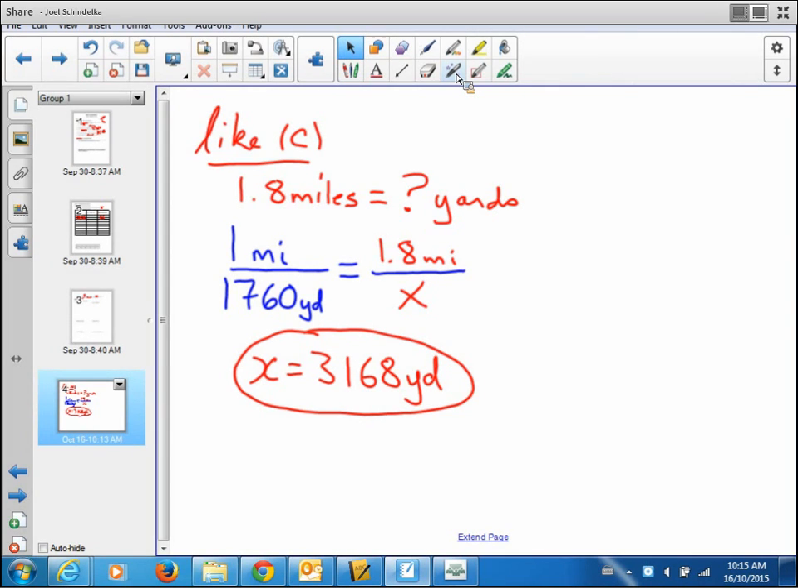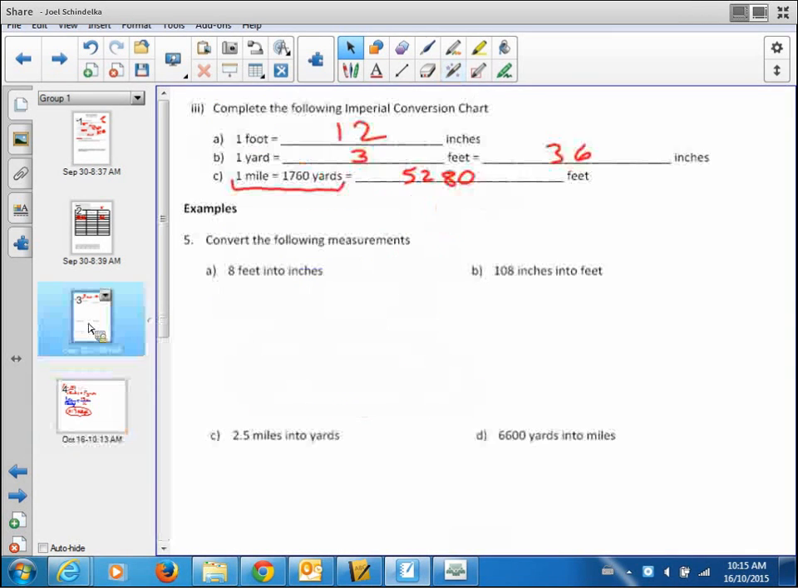Now, what about when you have fractions involved? There's some that are trickier than others.